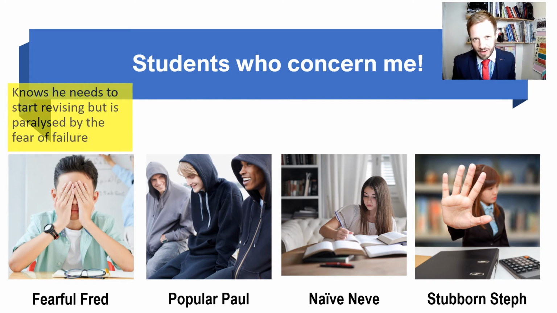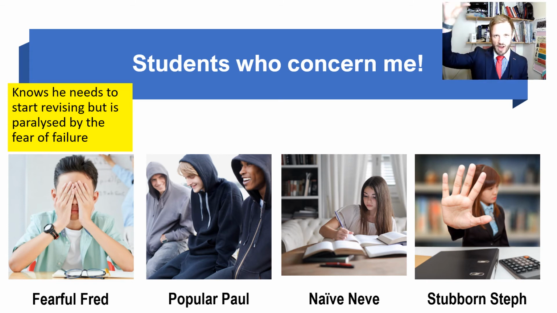Firstly, Fearful Fred. Now, Fearful Fred knows he needs to start revising, but he is paralyzed by the fear of failure. The exams at the end of Year 11 are like a giant mountain that he will never be able to climb. And as it gets closer and closer, that fear is just preventing him from even getting going in the first place.